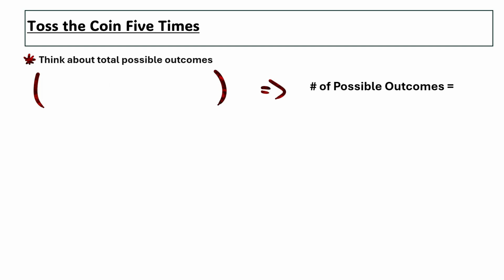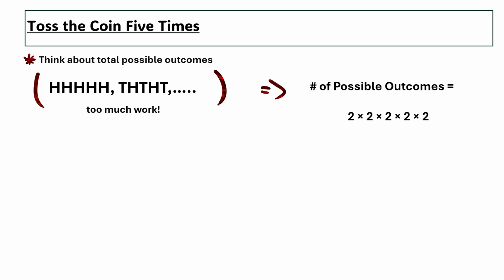Okay, since we have a new experiment, we want to think about the total possible outcomes. And I listed 2 of them, which are getting 5 heads, and the other one is tails, heads, and tails. So as you can imagine, in this new experiment, we're going to have many different possible outcomes. It's simply going to be too much work to write out all the different possible outcomes, so we're not going to be doing that. But we can, however, easily come up with the number of possible outcomes, and it's simply going to be 2 raised to the 5th power.